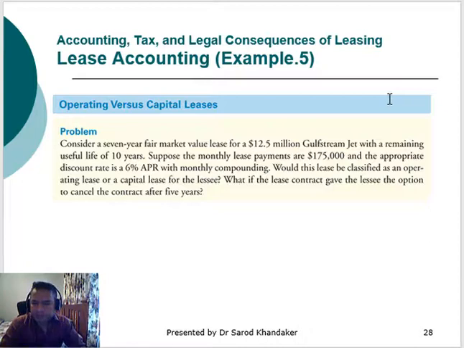The problem is, consider a 7-year lease for a Gulfstream jet with a fair market value of $12.5 million and a remaining useful life of 10 years. Suppose the monthly lease payments are $175,000 and the appropriate discount rate is 6% APR with monthly compounding. Would this lease be classified as an operating lease or a capital lease for the lessee? What if the lease contract gives the lessee an option to cancel the contract after 5 years?